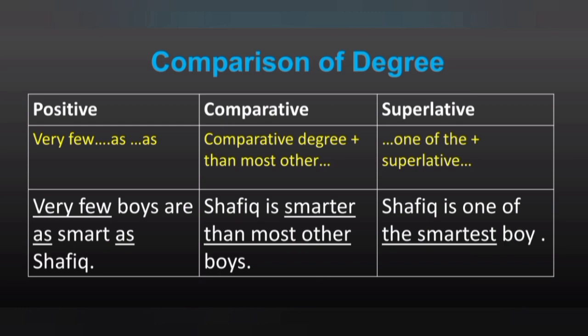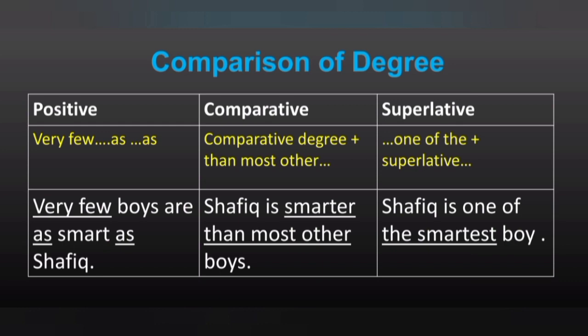So how can we change this one into comparative degree? Shofiq is smarter than most other boys. That means in the superlative degree, the number of smartest people should be less, or it is less. That's why the boys like Shofiq are more smart than most other boys, because most other boys are not as smart as Shofiq. So we have used comparative degree and we have used the term than most other.